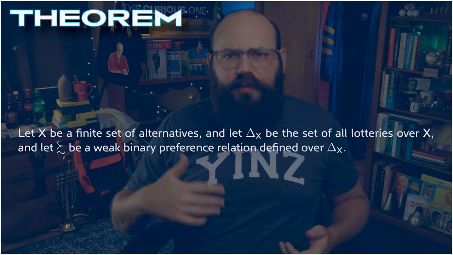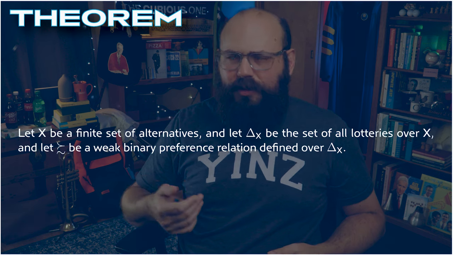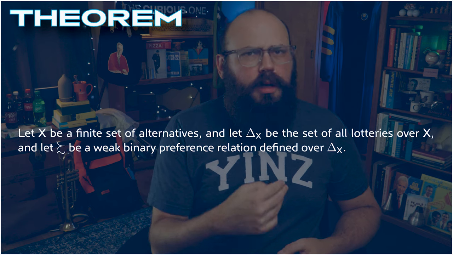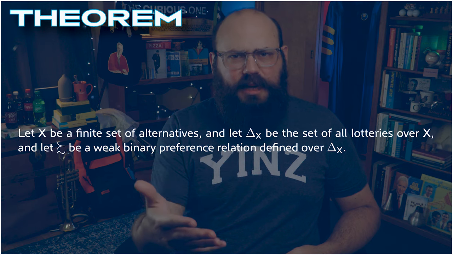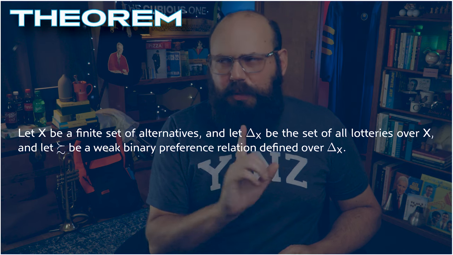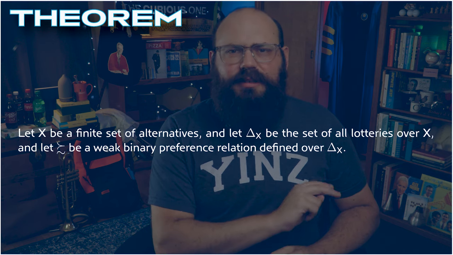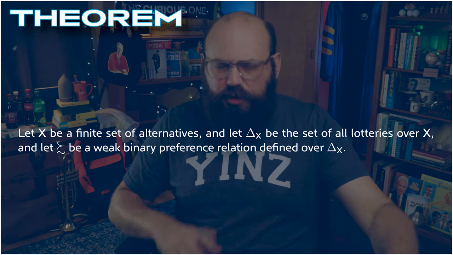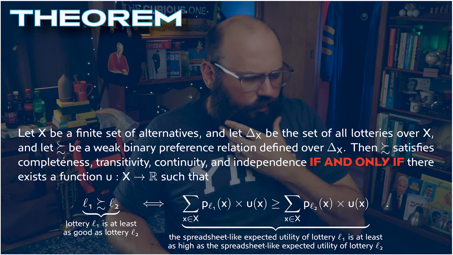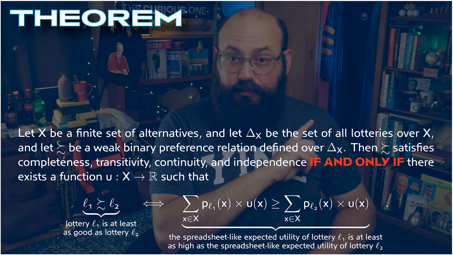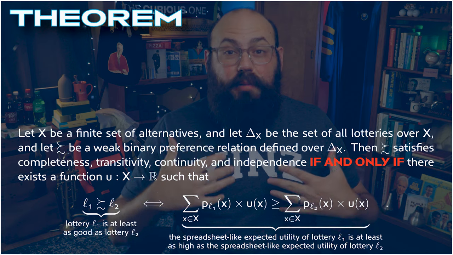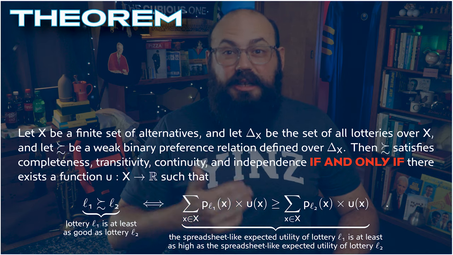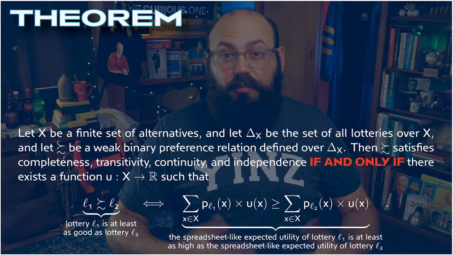So suppose I have some finite set of alternatives, X. And suppose I consider the set of all lotteries over that X. And suppose that I have preferences over that set of all lotteries over X. And suppose that those preferences satisfy completeness, transitivity, continuity, and independence. So everything we've talked about up to this point, those things are all true. If and only if I can represent my preferences over these lotteries with the expected utility function, so that higher expected utilities indicate higher preference ranking.